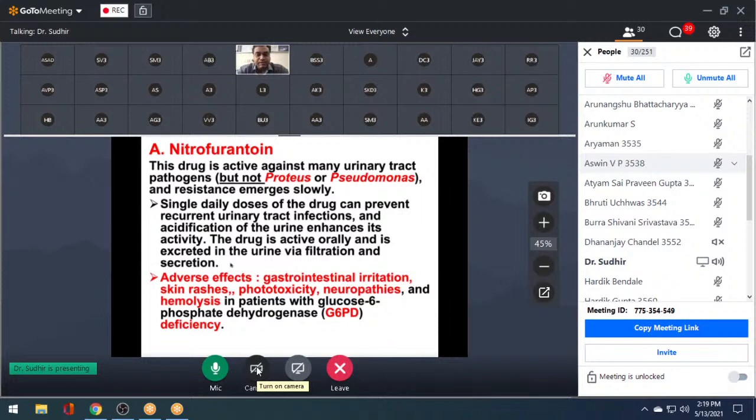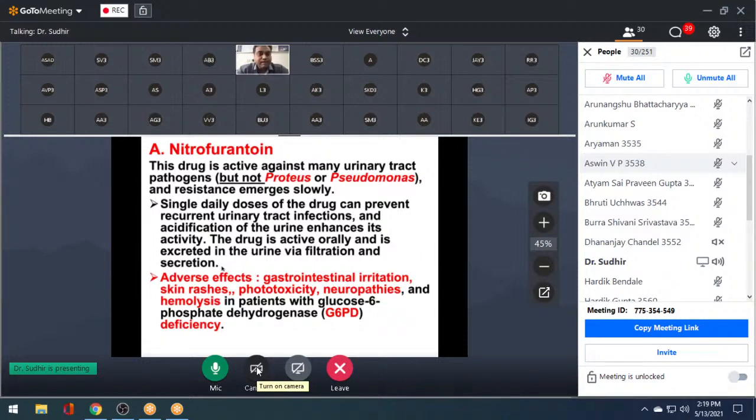Coming to adverse effects, it has GI irritation, skin rashes, phototoxicity, and sometimes neuropathies can occur with these drugs. It is contraindicated in patients with G6PD deficiency. So this is about the nitrofurantoin group of drugs. It is commonly used in uncomplicated urinary tract infection, that too in lower urinary tract infections.